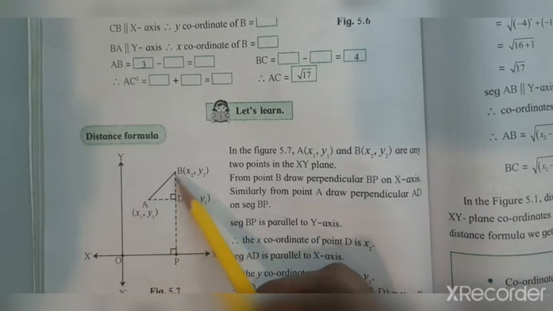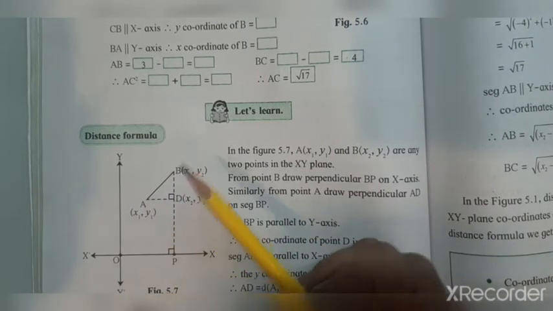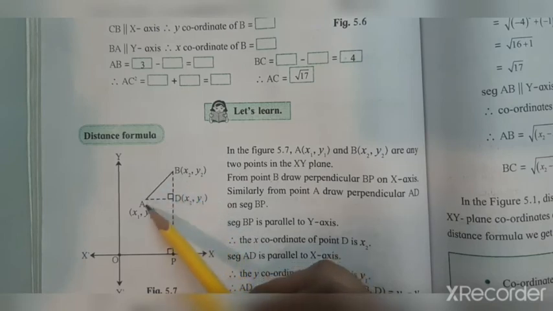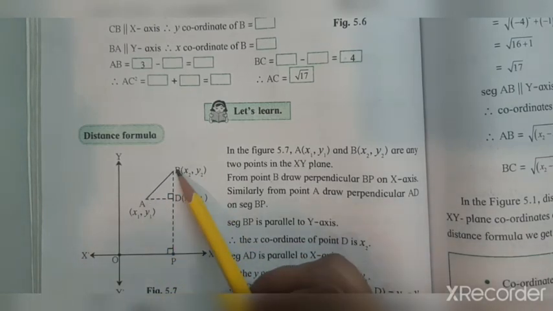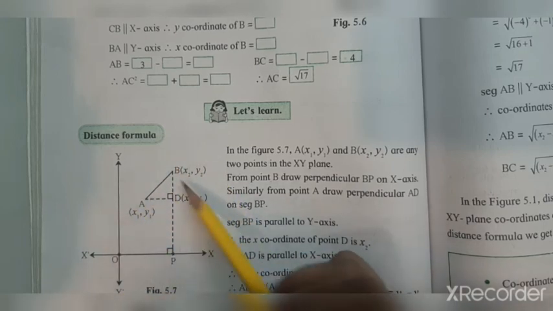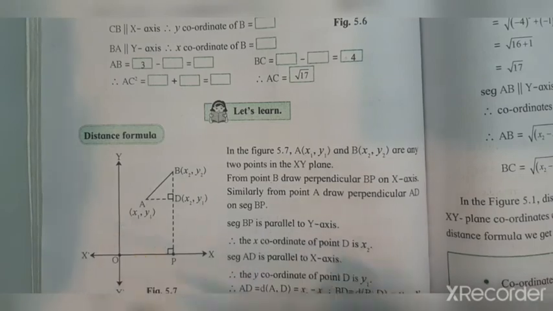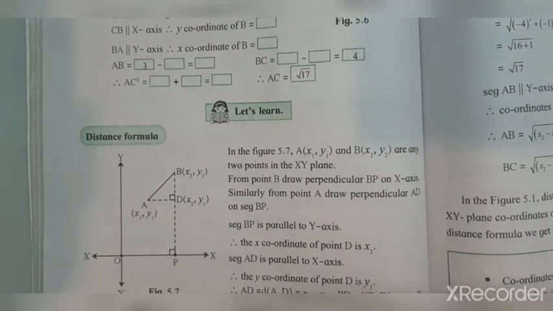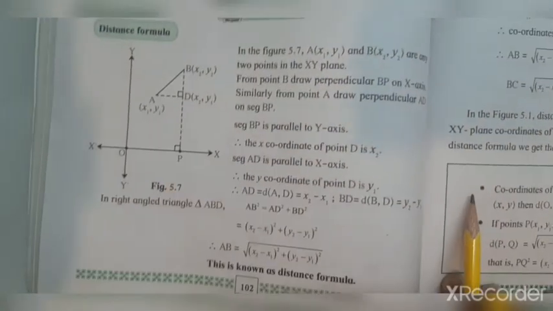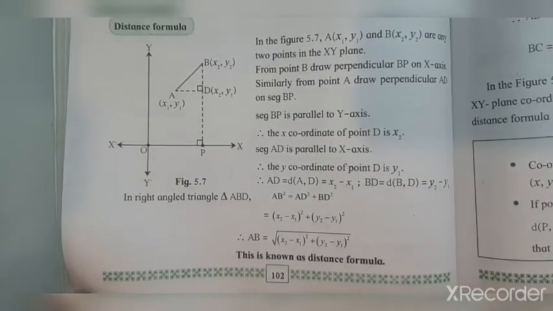In that case, see here, they have given an example on page number 102. These are 2 points, A and B, which form a segment AB, which is any line in this xy plane. It is not parallel, or those points are not lying on the axis. So in that case, they have given us the formula which is called the distance formula.